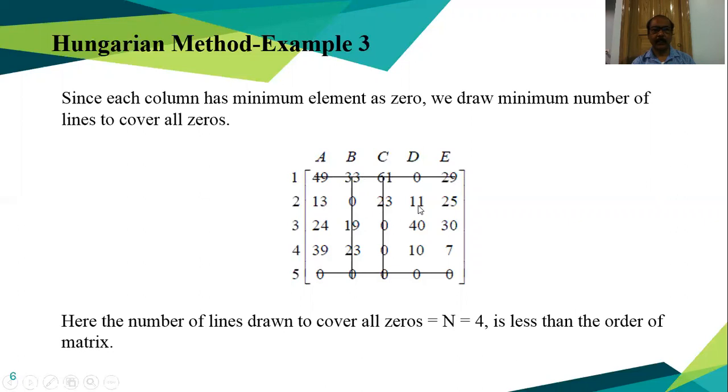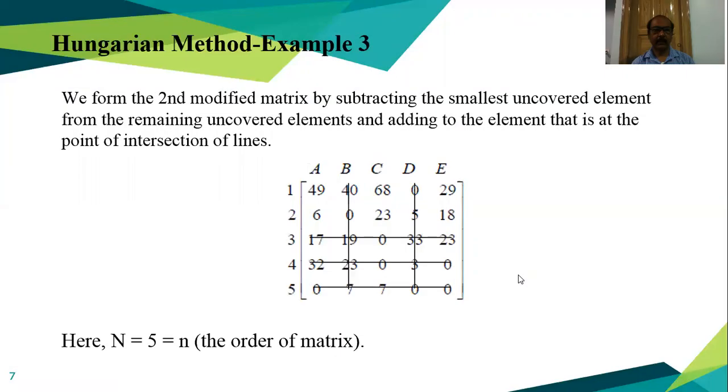7, this will be 7, this will be 4, this will be 18, this will be 23, this will be 33, this will be 3, and this will be 32, this will be 17, and this will be 6. Now, this is our modified lost matrix.